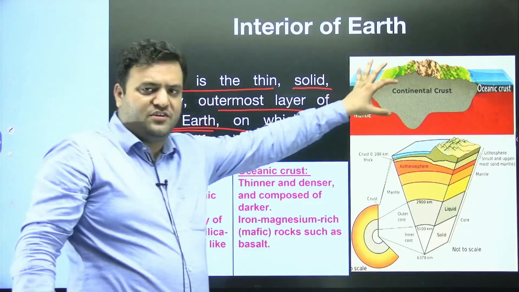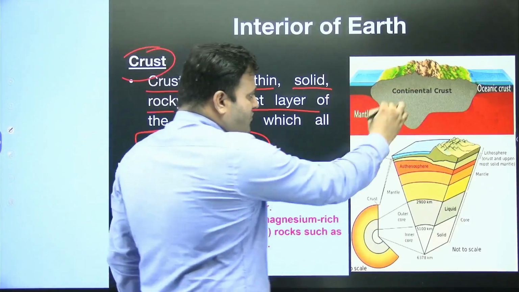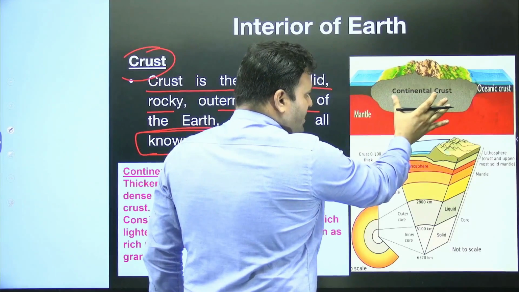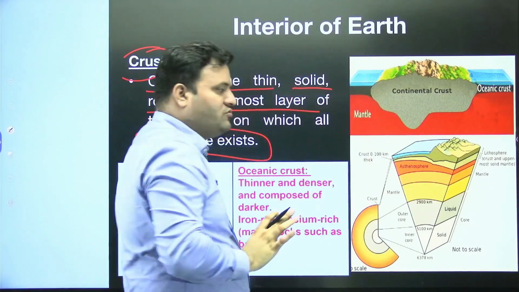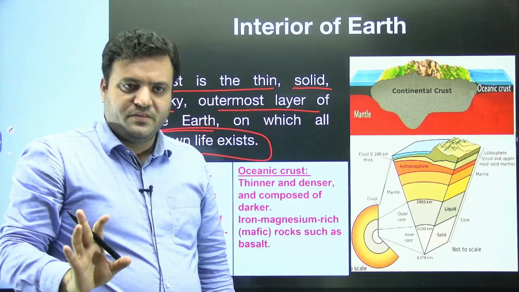This is the image here. You can see the part where we have continents, that will be called continental crust. The part where we have an ocean, that will be called what? Oceanic. Simple. Okay.